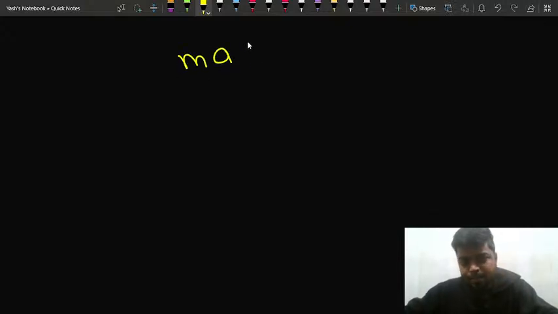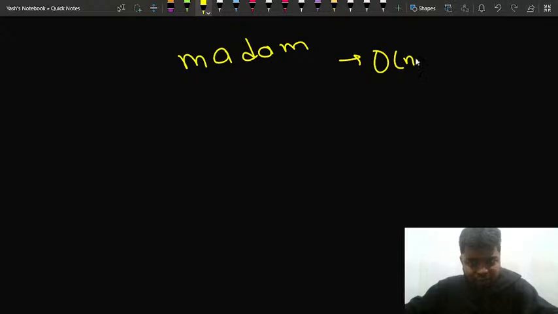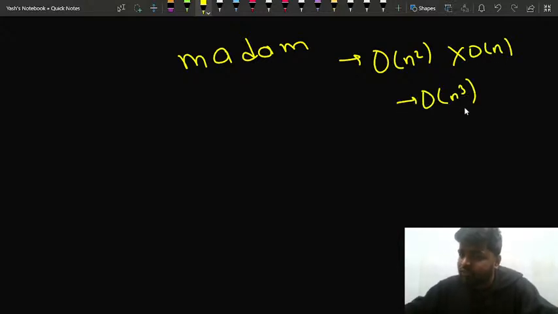Let's say you have a string that is madam. For this particular string, if I generate all the substrings, I know it will take order of n squared time to generate all the substrings. For checking each substring whether it is a palindrome or not, it will take order of n time. So overall, I have concluded that it will take order of n cube time. Now, can I do something better than this?